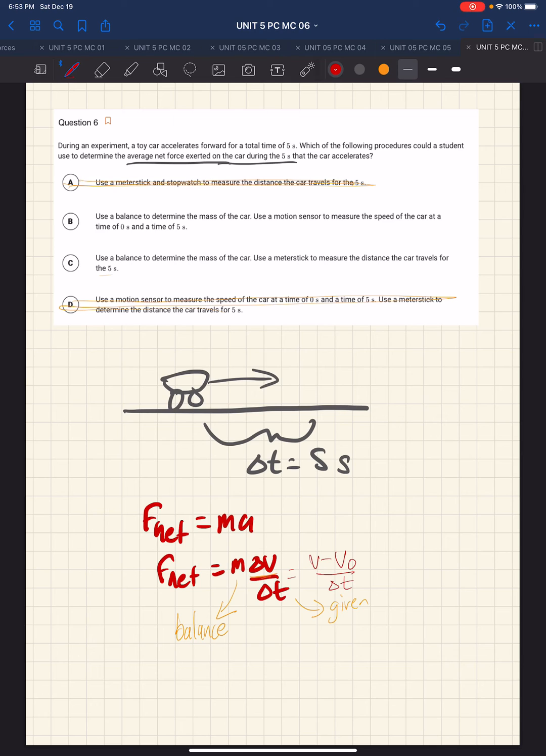So we got the balance. A motion sensor will determine the speed of the car at time 0 and time 5. Well, that would give us this velocity and this velocity. So it looks like B is our answer.